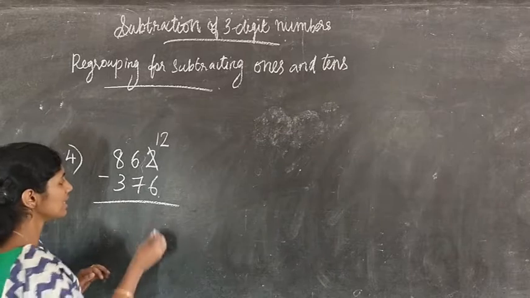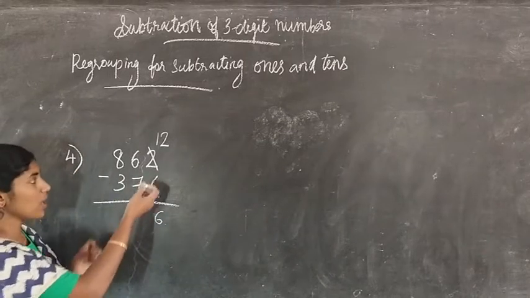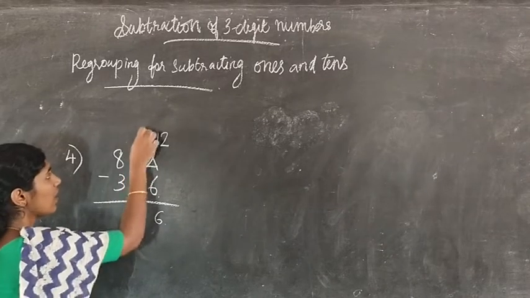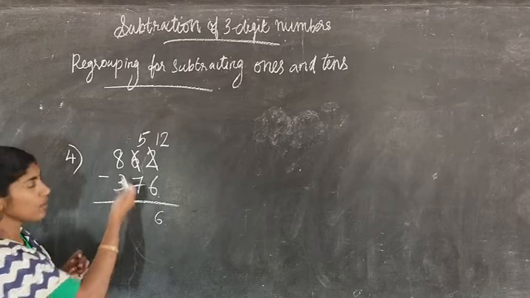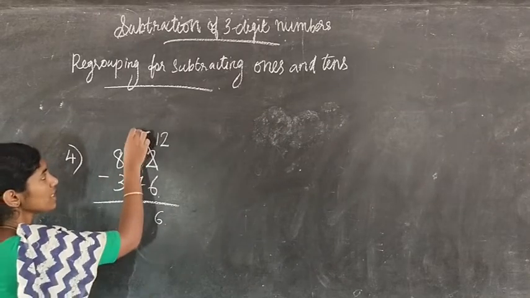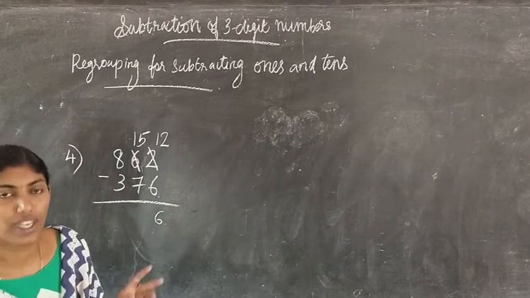So write 6 here. Then since 1 ten was borrowed by this ones column, here we have only 5. And 5 is less than 9, so we have to borrow 100 from this hundreds column and we have to regroup it as 15. Then we have to subtract, that is 15 minus 7.